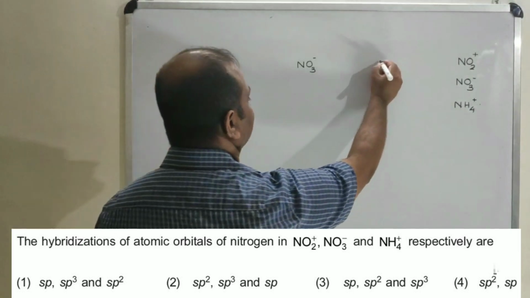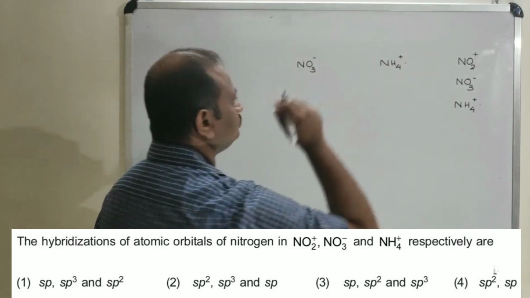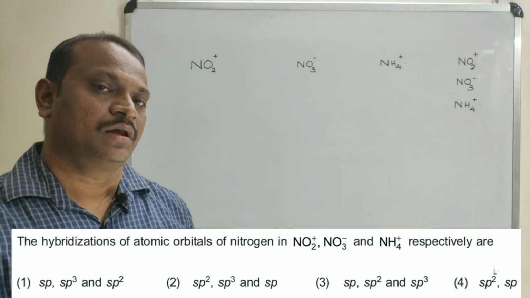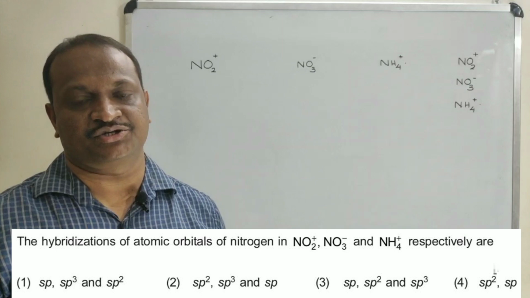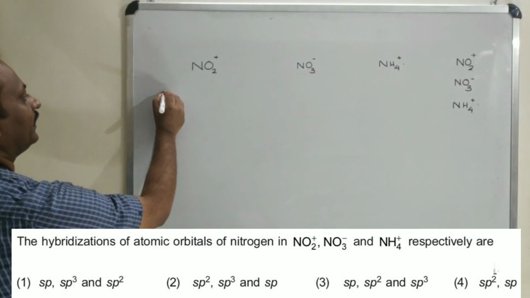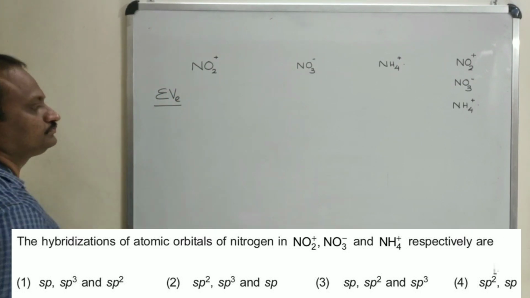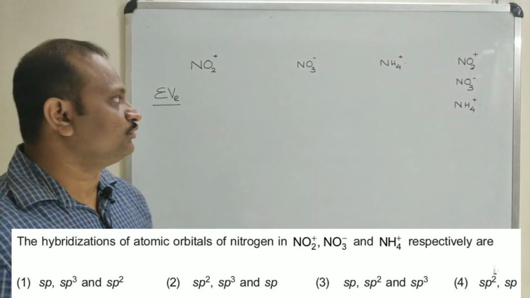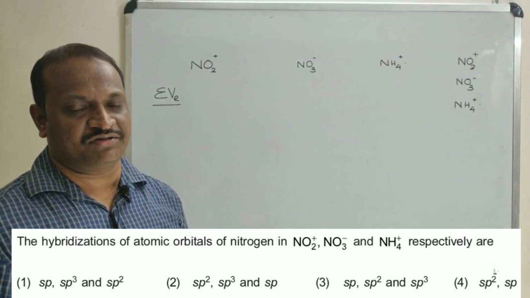Similarly, we have a next case, NH4 plus. To find out the hybridization, you need to find out the number of valence electrons. So first of all, I'm calculating sigma of valence electron. You know how many valence electrons are there in nitrogen? 5 valence electrons are there.